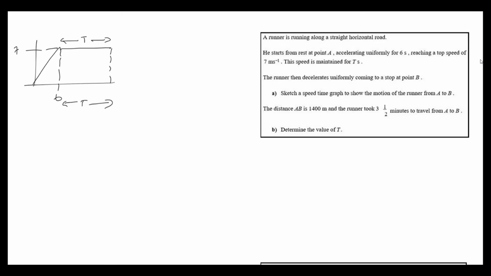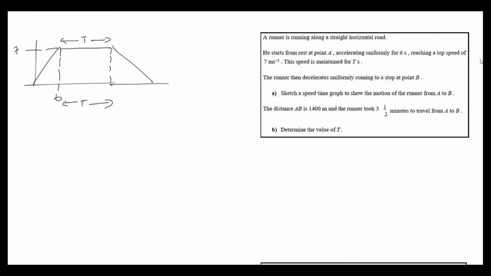Finally, we're told that the runner then decelerates uniformly, coming to a stop at point B. So decelerating uniformly, I know that that's going to be a negative gradient going all the way down to a velocity of 0, since we're told that they come to a stop. So this will be the sketch.